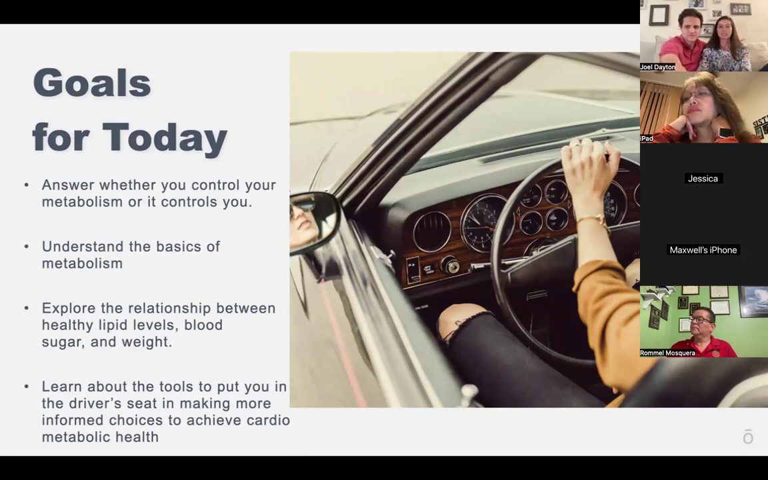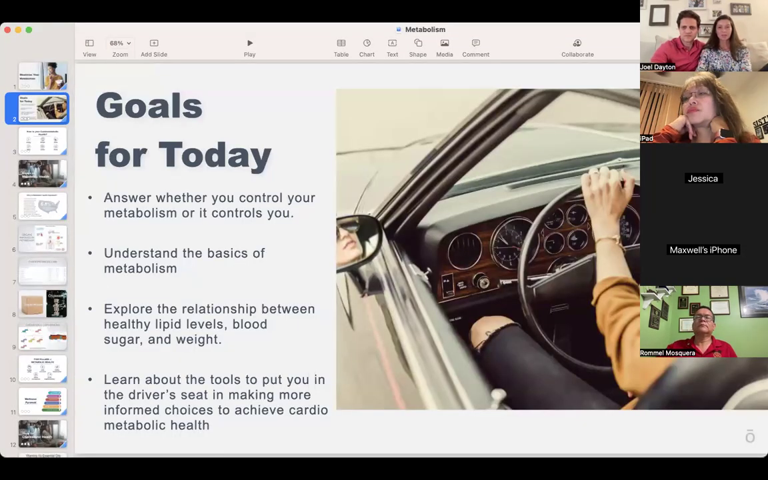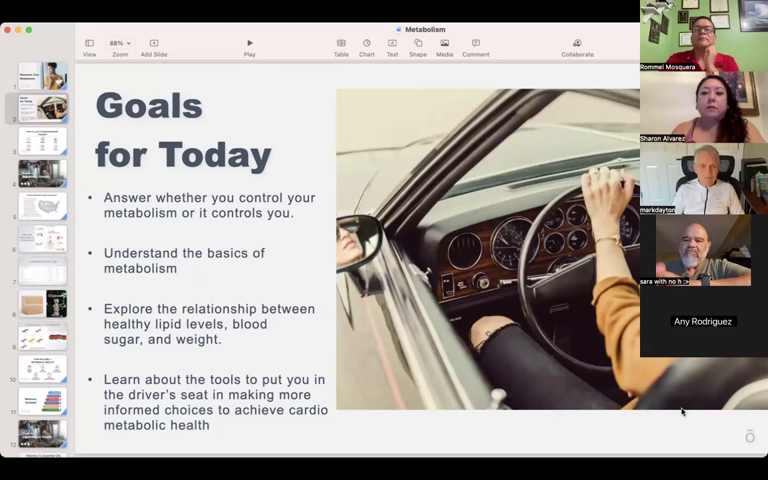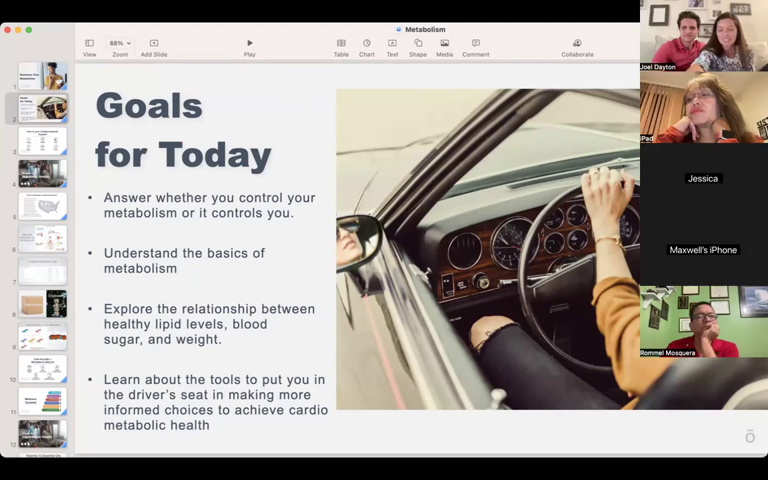Got bit by mosquitoes. I'm going to get bit by two already. And make sure that we've got everyone muted. That way we're good.